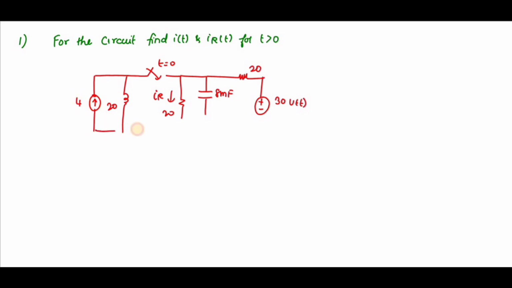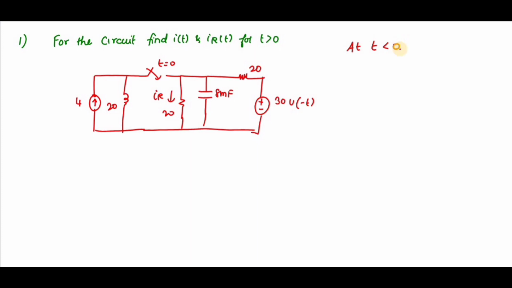So this is u(-t), it is not u(t), it is 30 u(-t). It is not visible properly, so I want to change that one to u(-t).